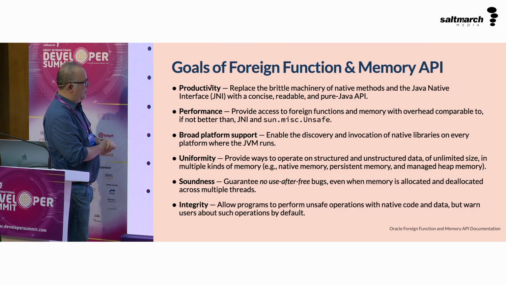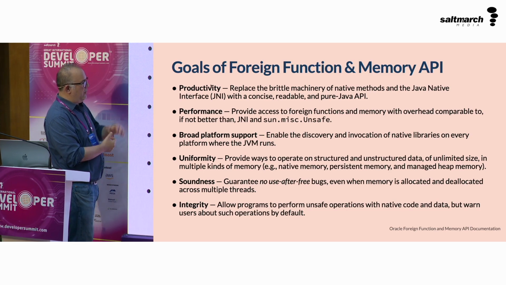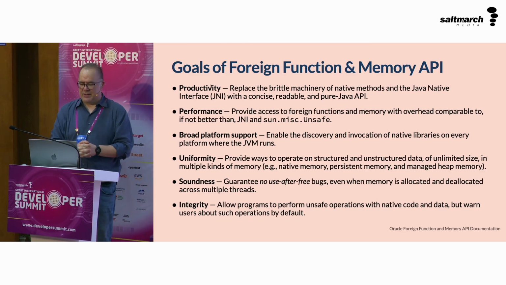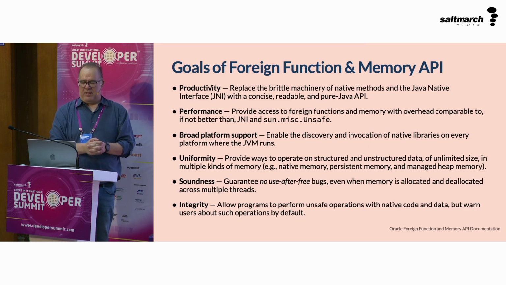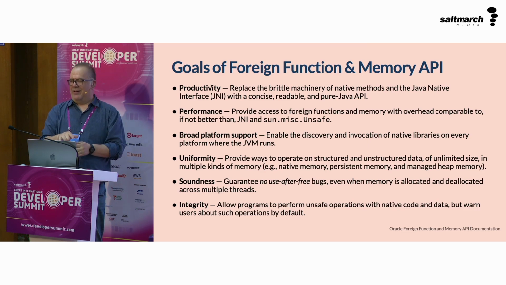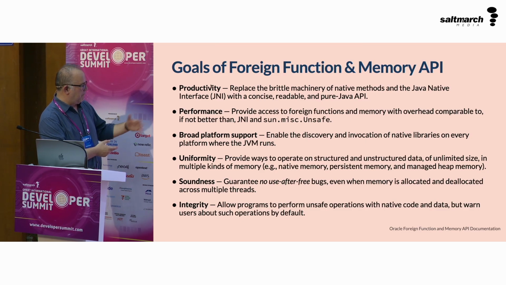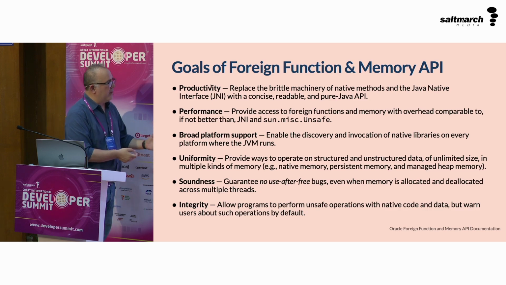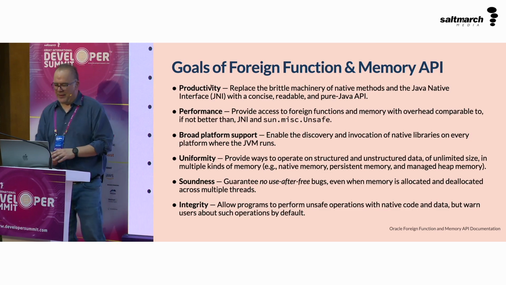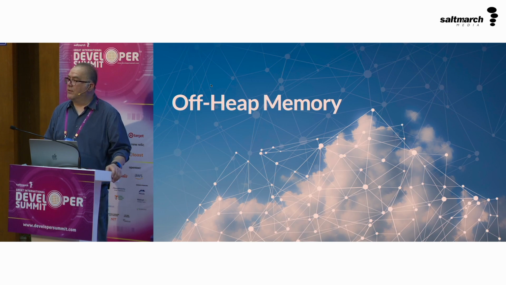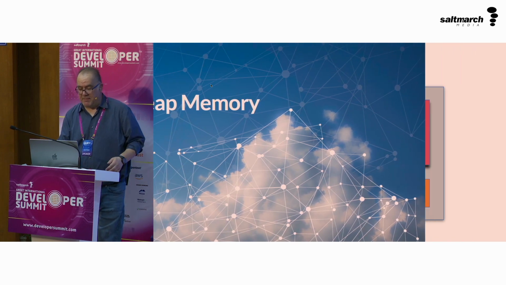Performance, so provide access to foreign function memory with overhead comparable to, or even better than, JNI, Java Native Interface, or Sun Miscellaneous Unsafe. And you've probably been seeing some of these warnings depending on the library that you use, right? Hey, you're using Sun Miscellaneous Unsafe. Platform support, uniformity, provide ways for structured and unstructured data, soundness, integrity, all the good buzzwords along with it. So in other words, make native calls and make it safe for you to use. That's the idea. So off-heap memory.